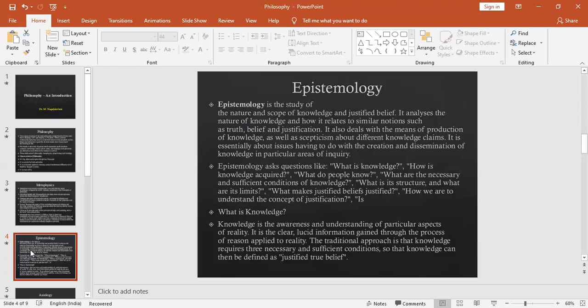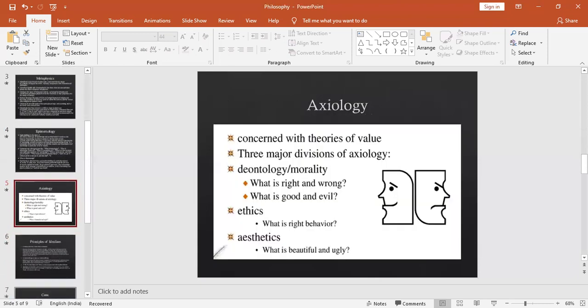The traditional approach is that knowledge requires three necessary and sufficient conditions, so that knowledge can then be defined as justified true belief. Okay, so this is epistemology, right? The other main branch of philosophy is axiology. So it is concerned with theories of value.